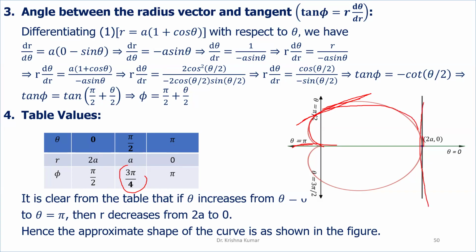So how are we able to do this? Since this is pole 0, 0, and this is point 2a, 0, and we know that if there are two points, then definitely there should be a closed loop between them. So now we are getting the first part of the curve. And since the curve is symmetric about the initial line, we get the same type of curve also below the initial line. Hence, this is the approximate shape of the given curve. Thank you.